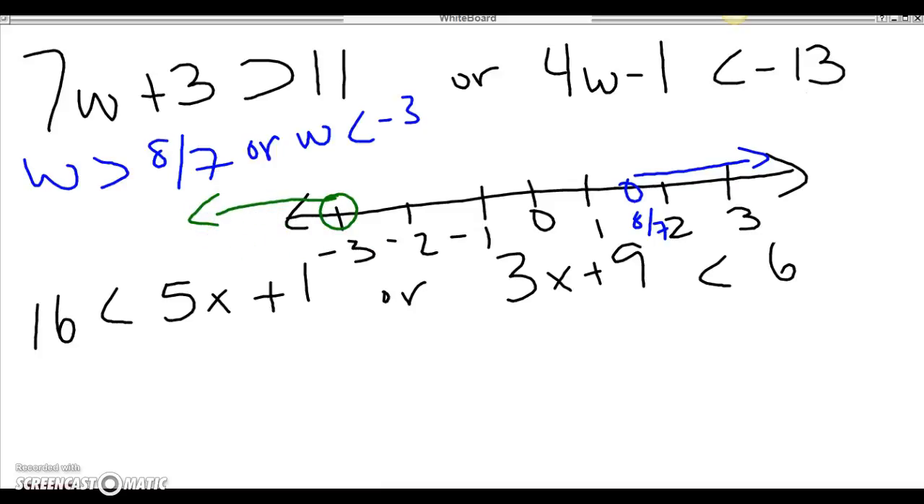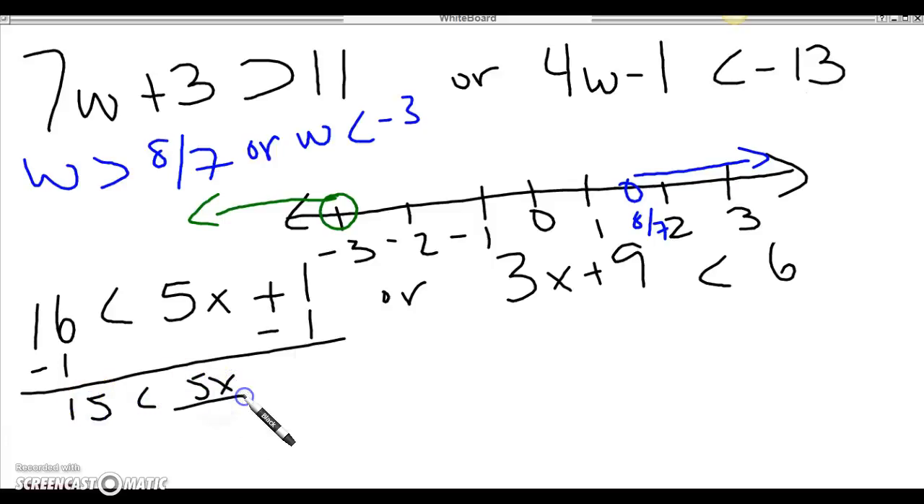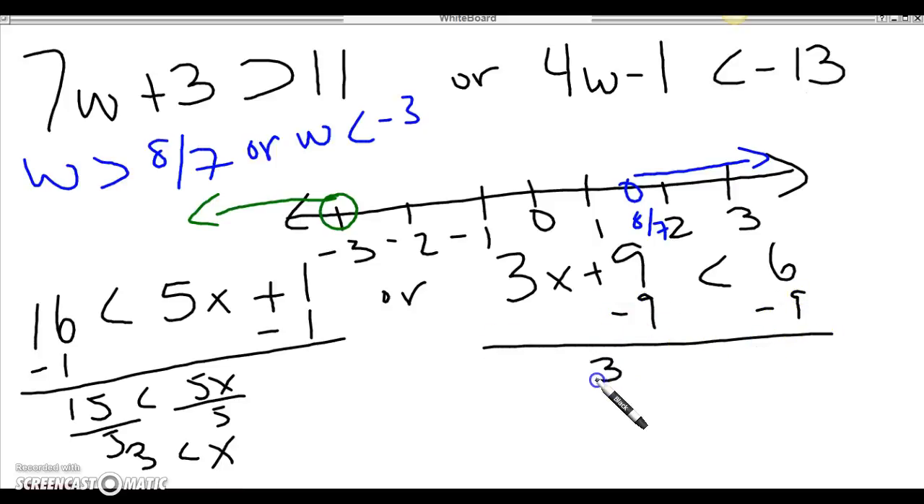Alright, so now let's do the second one. So I'm going to subtract 1 from both sides, and I get 15 is less than 5x. Divide both sides by 5, and I get 3 is less than x. Here I'm going to subtract 9 from both sides, and I get 3x is less than -3. Divide both sides by 3, and I get x is less than -1.